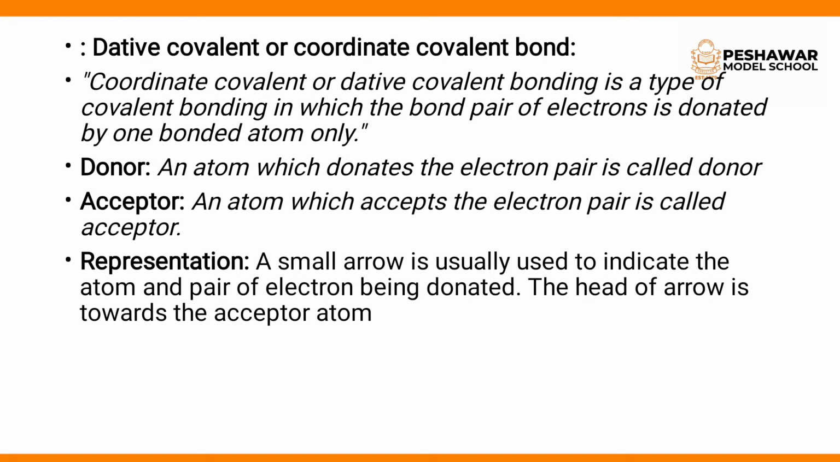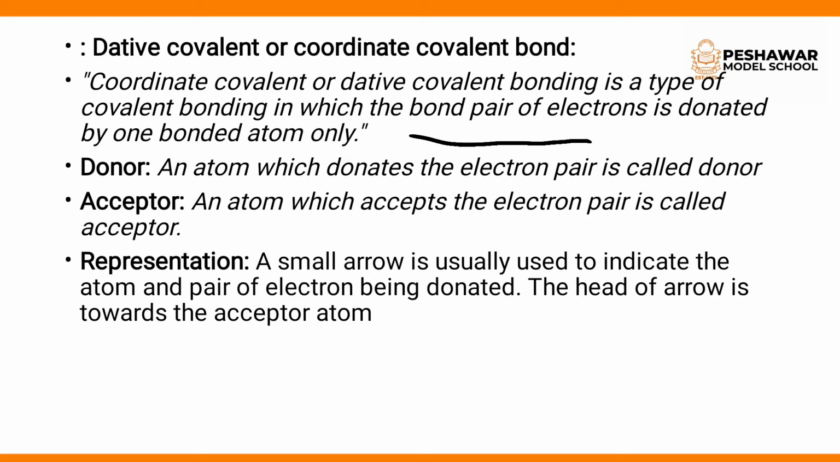Now let's talk about the dative bond or coordinate covalent bond. What is a coordinate covalent bond? A coordinate covalent bond or dative bond is a type of covalent bond in which the bond pair of electrons which take part in the bond formation is donated by one bonded atom only. It means only one bonding atom is donating the pair of electrons. Both are not sharing the electrons, but only one is donating the bond pair of electrons.